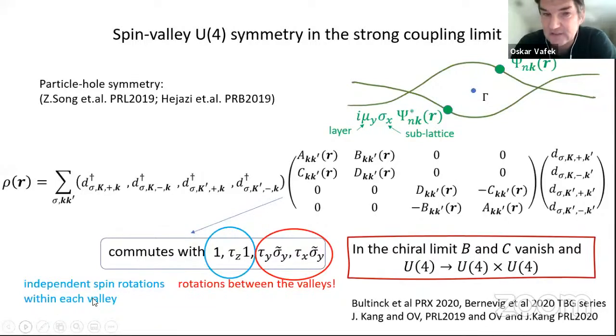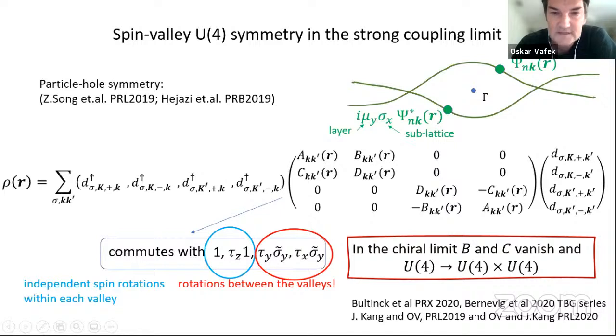This actually is even larger in the chiral limit, because there's a basis in which the coefficients B and C go to zero, and then the whole thing is just diagonal. And in that case, the symmetry is not only U4, it's actually U4 cross U4. So in every Chern basis, you can perform these rotations independently.